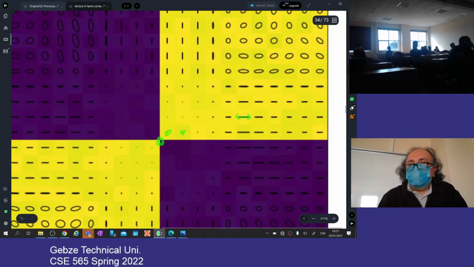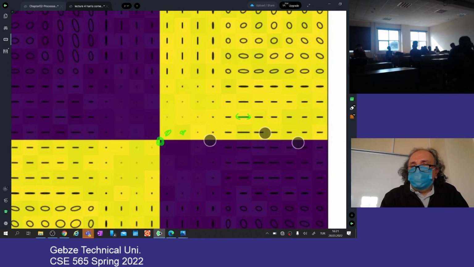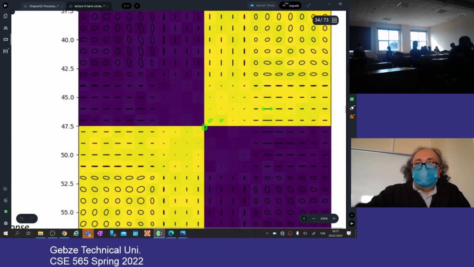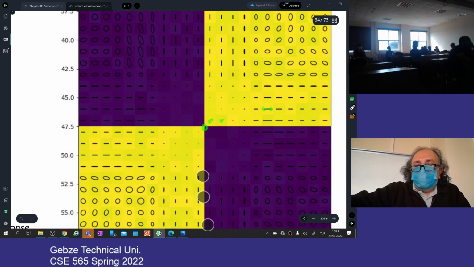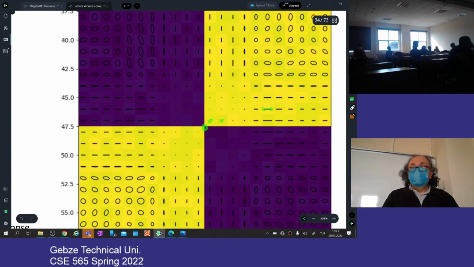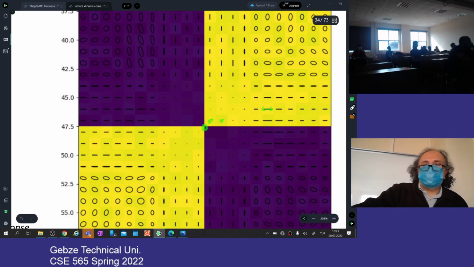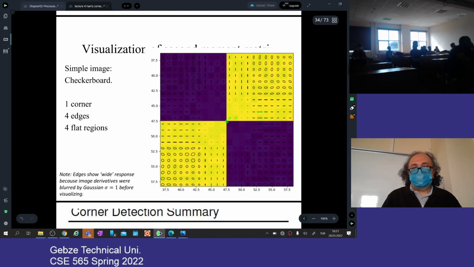So that's why we say that around here there are edges. Around here there are edges, but their directions are like those. But around here there is a corner. So this operator both detects edges and corners. It tells us the directions of the edges and the corners too. So the edges are horizontal here, edges are vertical there. That's the visualization.